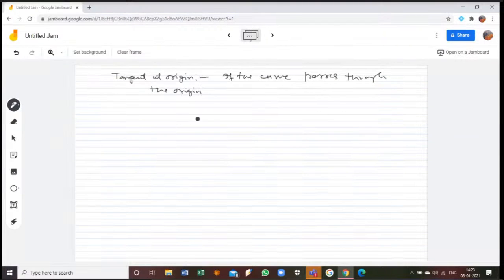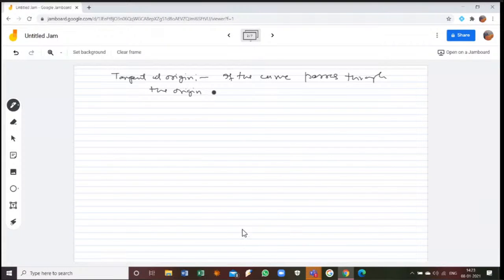origin means you have to put x is equal to 0, and if by putting x is equal to 0 you are getting y is equal to 0 in the curve y is equal to f(x), then you can say that yes, the curve passes through the origin. So we are going to find out the tangent at the origin, not any other point. First of all, you have to see whether the curve passes through the origin. If it passes through the origin, then you have to find out the tangent.